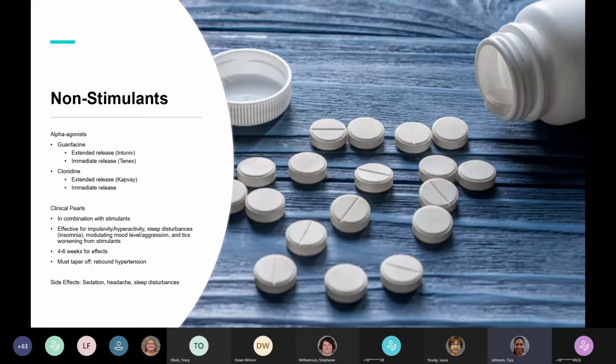Now, the thing about the non-stimulants, especially if you're using them alone, because I know sometimes in younger kiddos we don't want them on a stimulant. Usually it's the parents too that want that. One thing about using the alpha agonists specifically alone is that you may not see an effect for 4 to 6 weeks. So when you use guanfacine and clonidine, you're not going to be able to see an effect for 4 to 6 weeks, which is different from the stimulants.